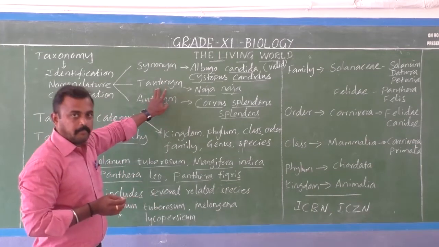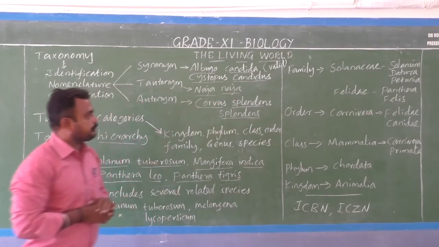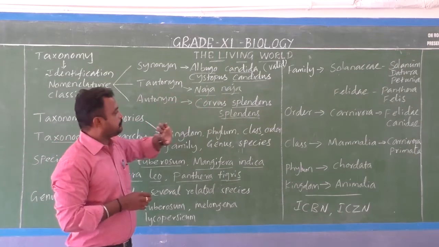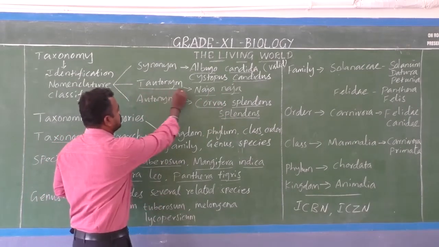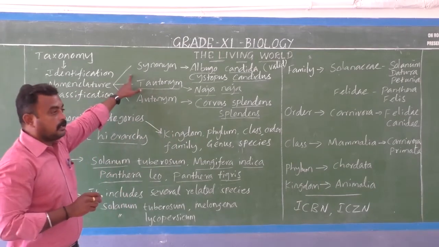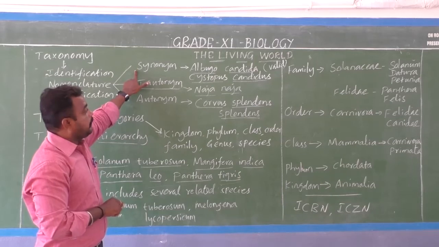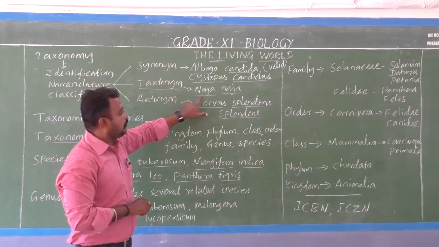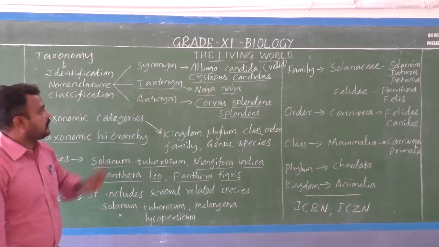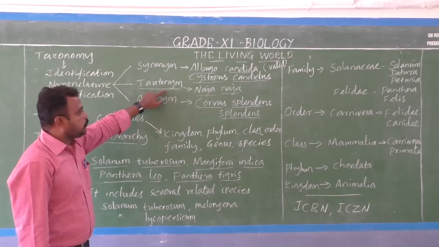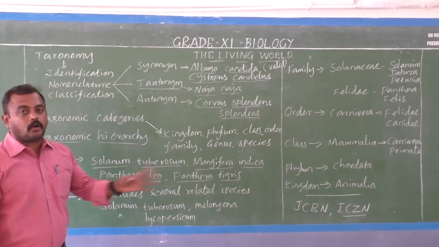Then next one, tautonym. Tautonym, here you see Naja naja. The genus name and species name are the same. That means it is tautonym. If one species has two names, that means synonym. Tautonym means one name, but the genus name and species name are the same. That is tautonym. It is approved by ICZN, the International Code for Zoological Nomenclature.